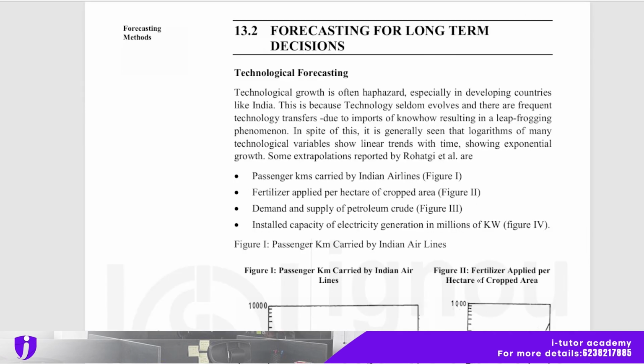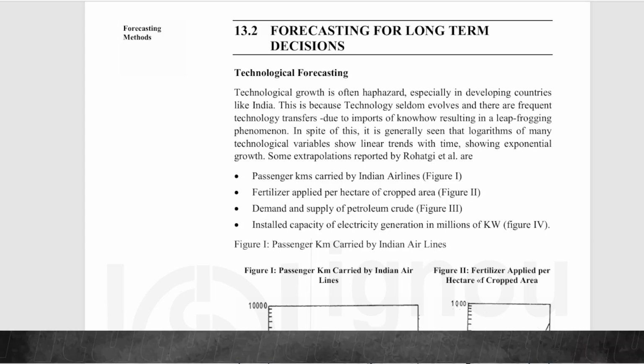Technological forecasting. Technological forecasting growth is often hazardous, especially in developing countries like India. This is because technology seldom evolves and there are frequent technology transfers due to imports of know-how, resulting in a leapfrogging phenomenon. In spite of this, it is generally seen that logarithms of many technological variables show linear trends with time, showing exponential growth.